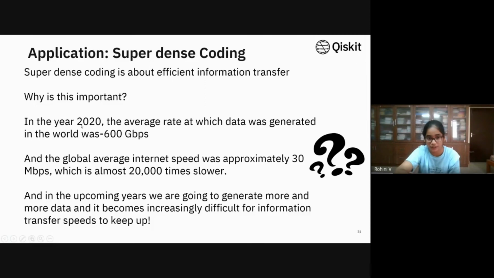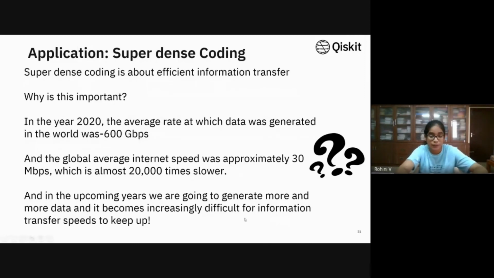In the year 2020, the average rate at which data was generated in the world was 600 Gbps, and the global average internet speed was approximately 30 Mbps, which is almost 20,000 times slower. So you've got the data, you know how to process it, and you have people on the other end who can take the data and make wonders with it, but you don't have the correct internet speed. This would be a very big backlog for us in the future.